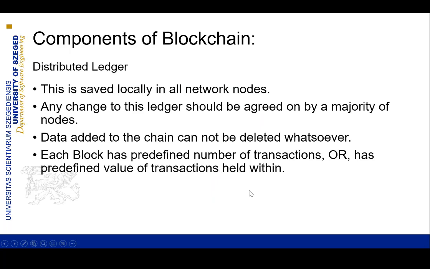The components of blockchain are many, but we can list or discuss the major components. We have the distributed ledger, as we said, and this is saved locally in all network nodes. So we have as many replicas of this ledger as the number of nodes. Any change to this ledger should be agreed on by a majority of the nodes, and data added to the chain cannot be deleted whatsoever. Each block has a predefined number of transactions or a predefined value of transactions held within it.